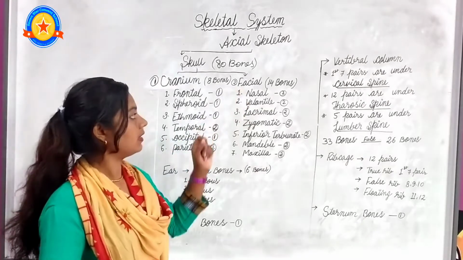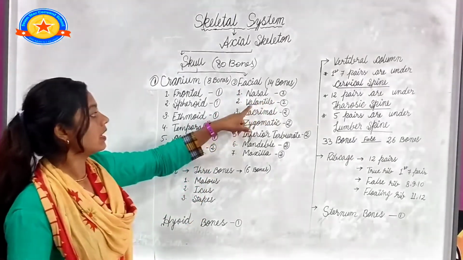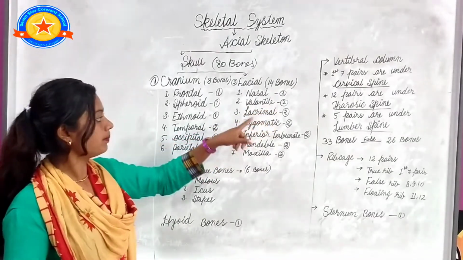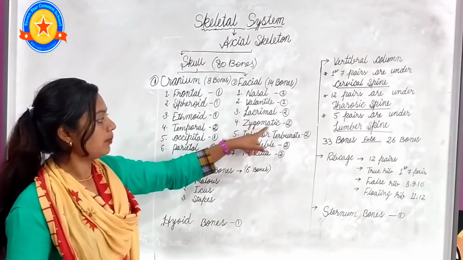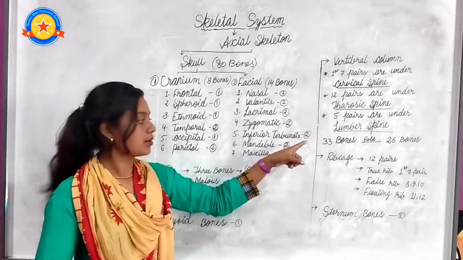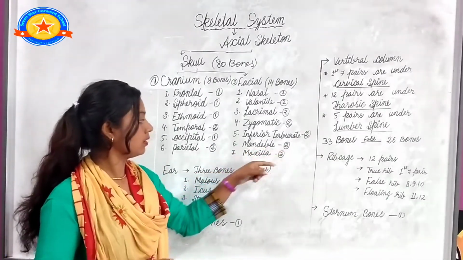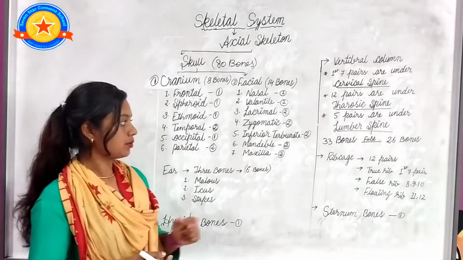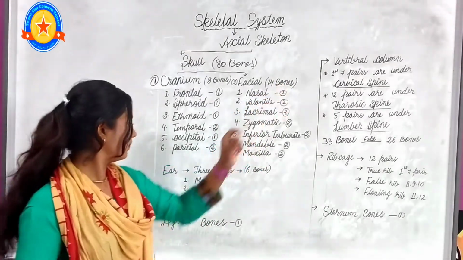And next, facial. In the facial, nasal requires 2 bones, vomer, it requires 2, lacrimal, it requires 2, zygomatic, it also requires 2, inferior turbinate, it also requires 2, mandible, the lower jaw, it also requires 2, and maxilla, it also requires 2. So the total bones in the facial is 14 bones.